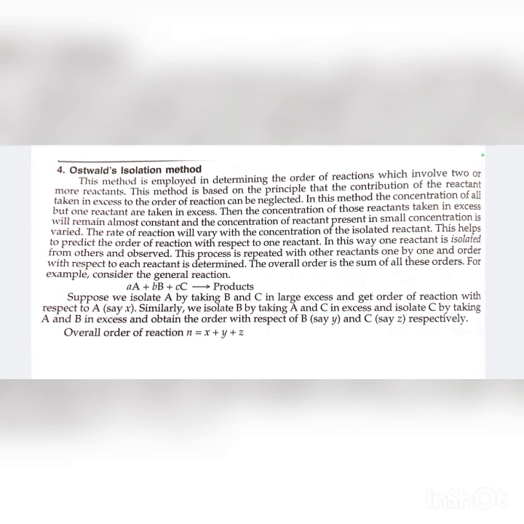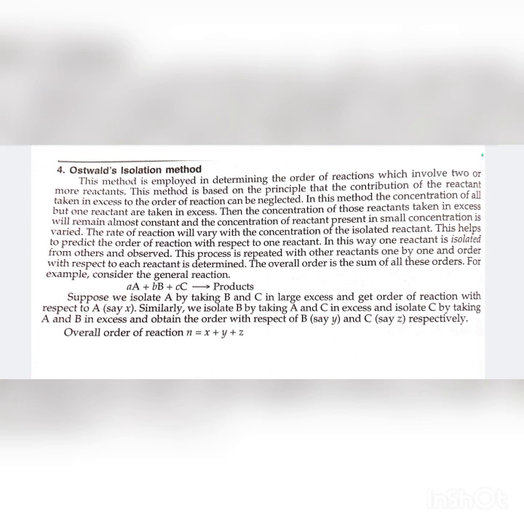In this method, the concentration of all but one reactant are taken in excess. Thus, the concentration of those reactants taken in excess will remain almost constant, and the concentration of the reactant present in small concentration is varied. The rate of reaction will vary with the concentration of the isolated reactant. This helps to predict the order of reaction with respect to one reactant.